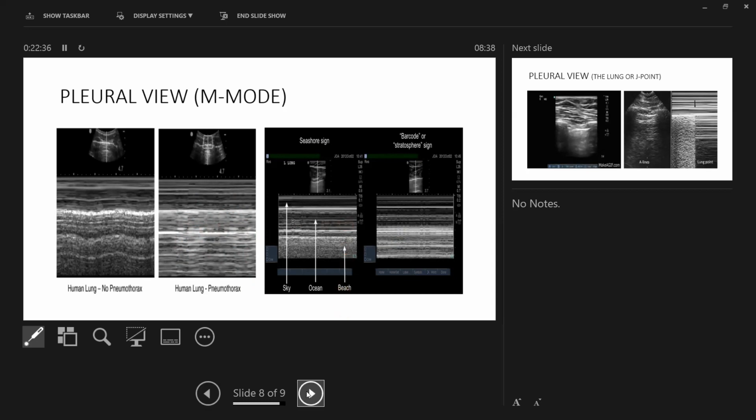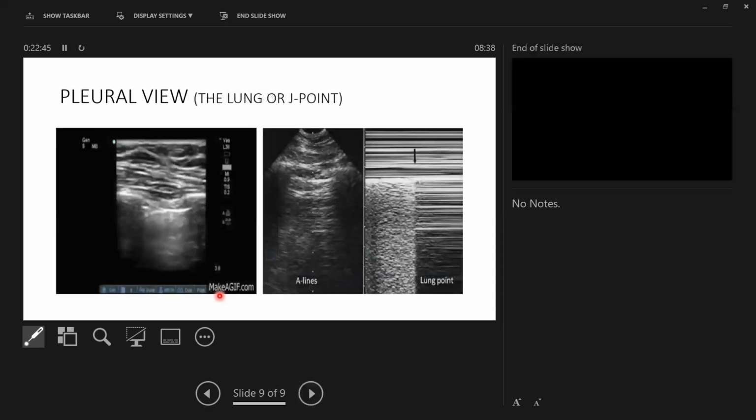Okay. Now, the other thing that he was talking about is a J point. Now, a J point is a fancy way of saying, where does the pneumothorax end? All right. So just wanted to show you one here. So this is what they call a J point or a lung point.